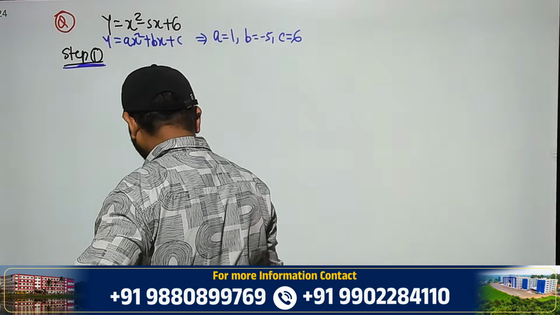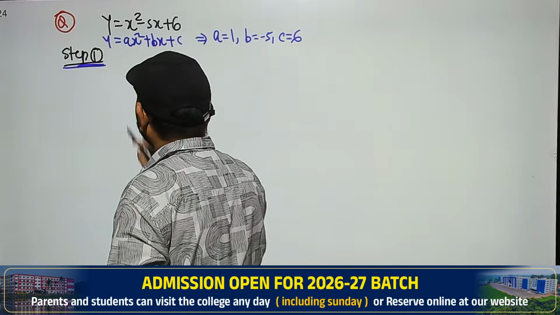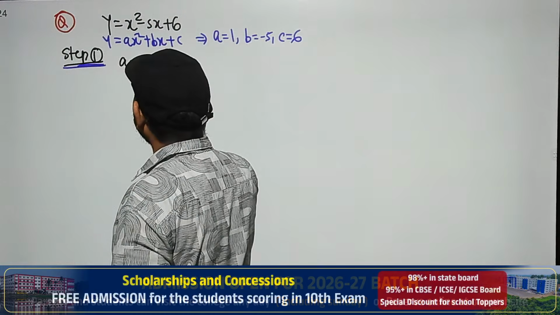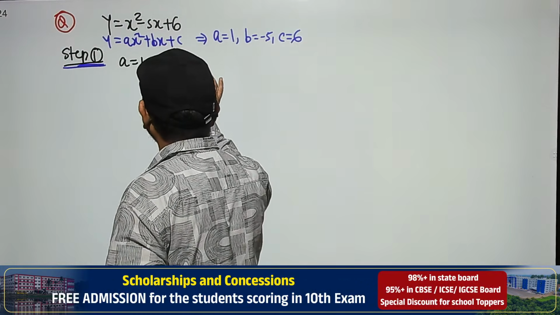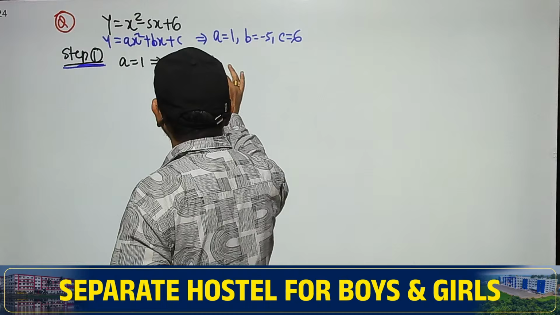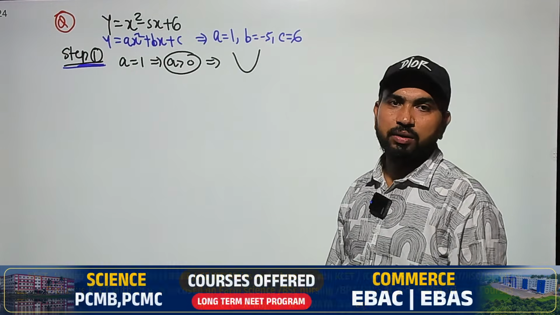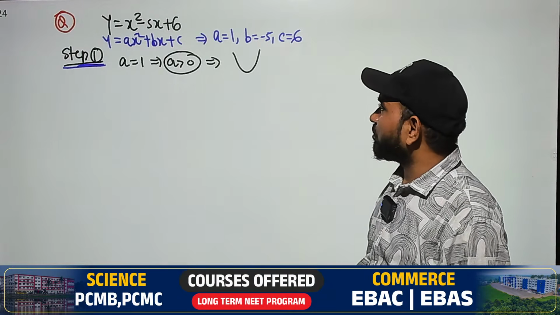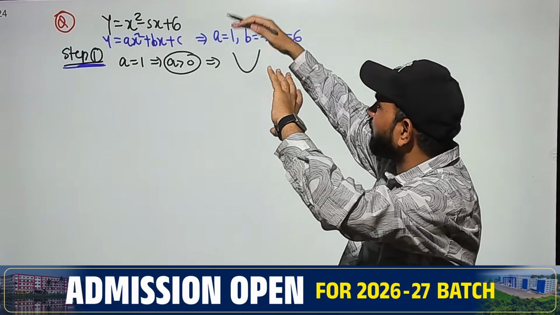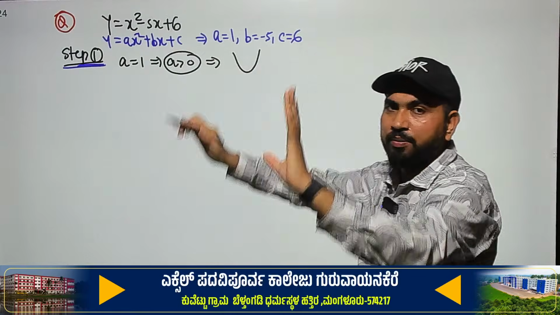Check the a. So a is equal to 1, which means a is positive. A positive means the graph is looking like this. Okay, so I have an idea about the graph. This graph is coming like this. Simple idea I am getting.